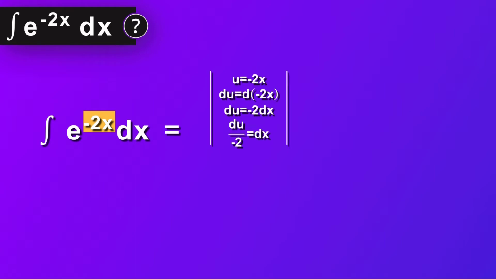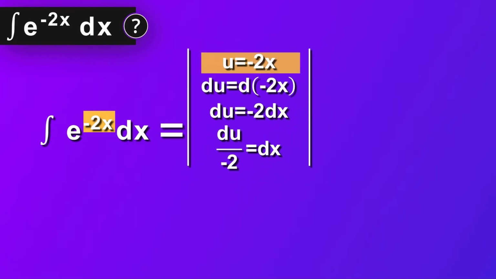In that case, to solve this integral, we may apply the so-called u-substitution method. We do it in order to modify the integral in a way that enables us to use some known formulas for finding integrals. In our case, we substitute the expression in the power. We say u is equal to minus 2x.